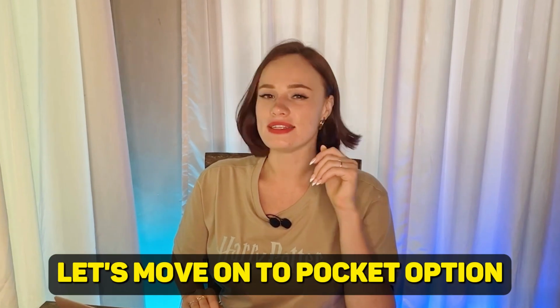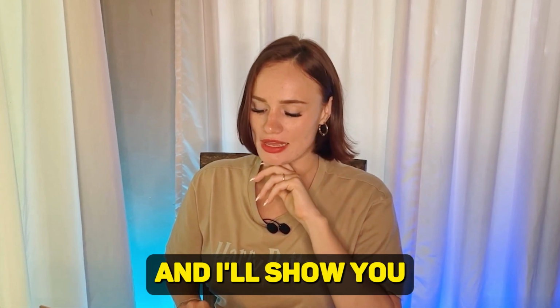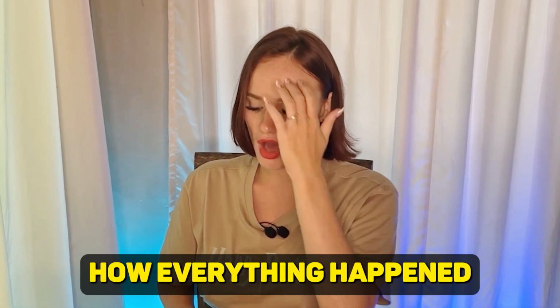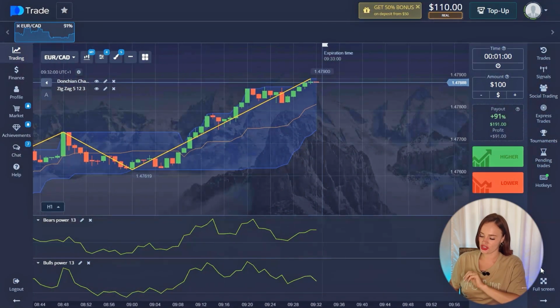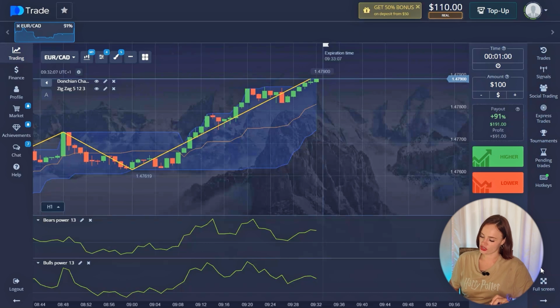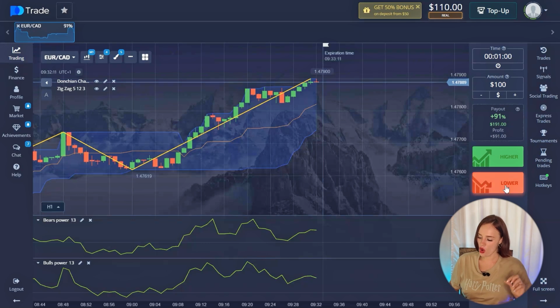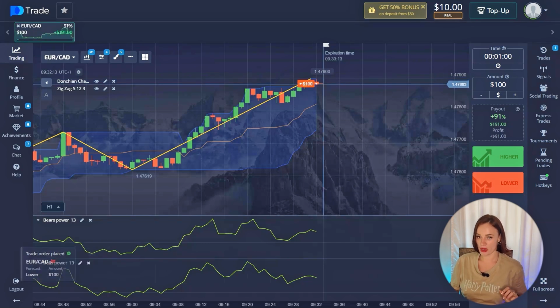And now let's move on to PocketOption, and I'll show you how everything happened. So I trade the currency pair Euro Canadian dollar. The initial bid is $100. Candlesticks on the chart were equal to 1 minute of real time, so expiration in all transactions was also 1 minute. After evaluating the market, I opened a deal to move lower by 100.